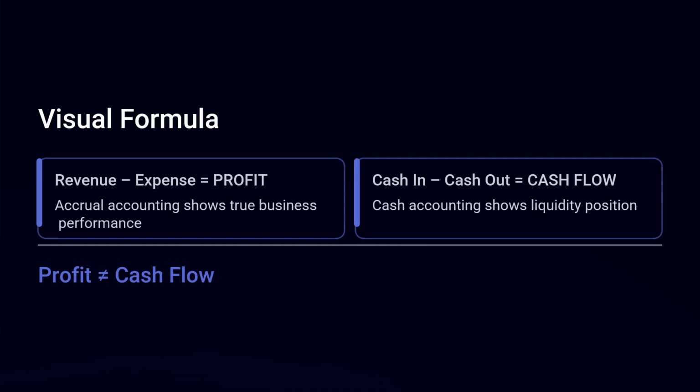Revenue minus expense, this is your profit. Accrual accounting shows true business performance. Cash in minus cash out, this is your cash flow. Cash accounting shows liquidity position. Profit doesn't equal cash flow. They are not the same thing.